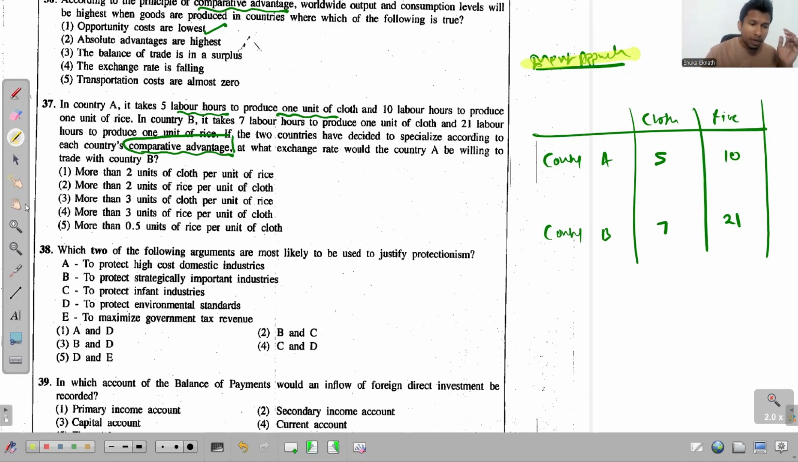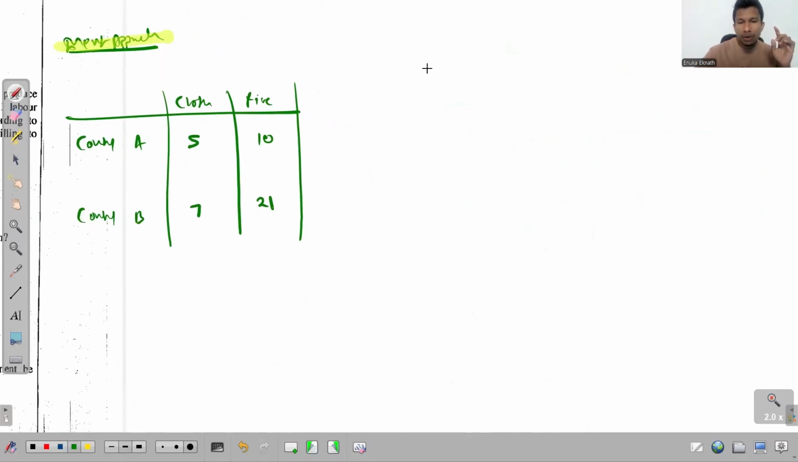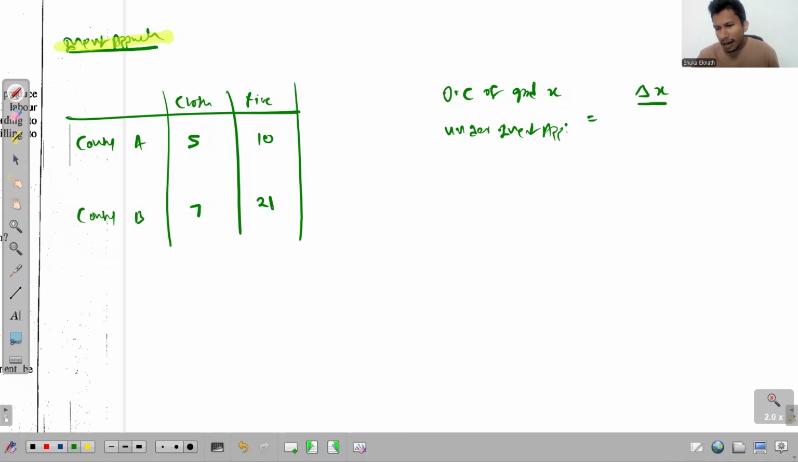Under the input approach, when you recognize the opportunity cost, what's the equation that you should apply? Opportunity cost of, let's say, good X under the input approach is delta X over delta Y, right? Opportunity cost of X is equal to delta X over delta Y. But if it's the output approach, we will use the reciprocal of this equation to find the opportunity cost, right? So let's consider this to be good X and this to be good Y.